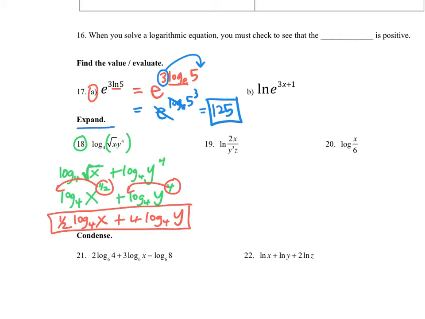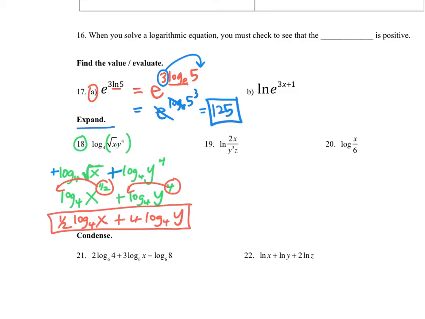For these expanding and condensing types of questions, remember if you have a positive out in front, that means you're going to be multiplying in the numerator. If you have a negative out in front, right, like this one here, then that means you are going to be dividing. It's going to go in the denominator.